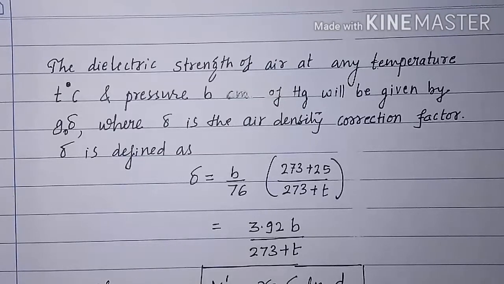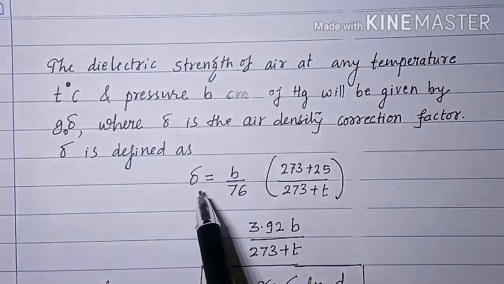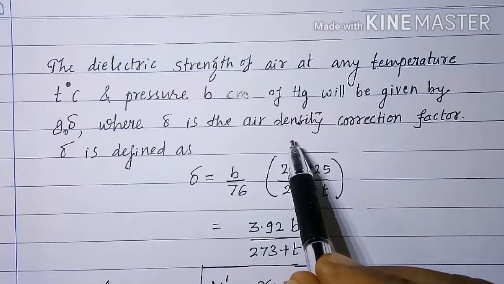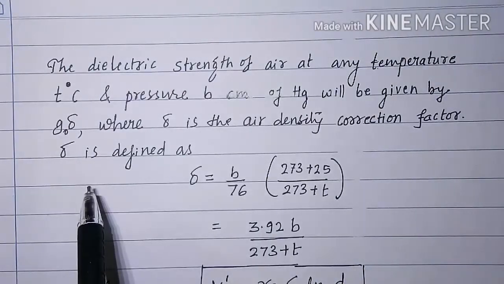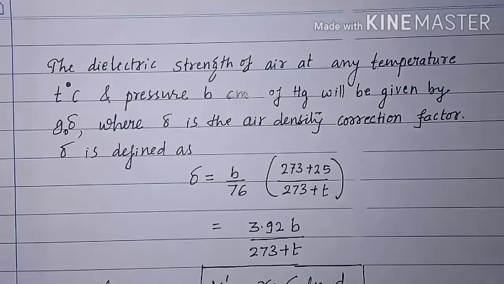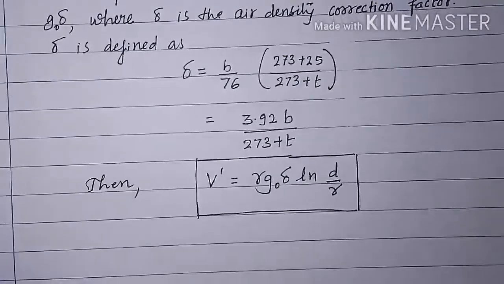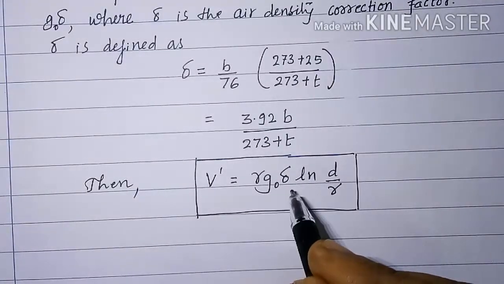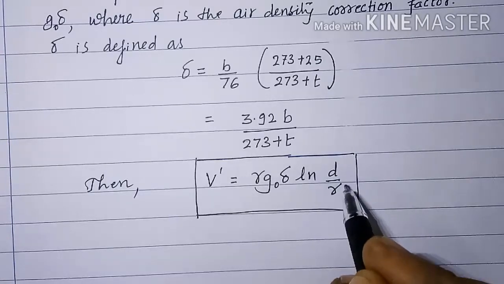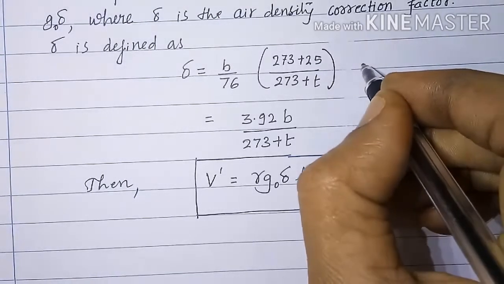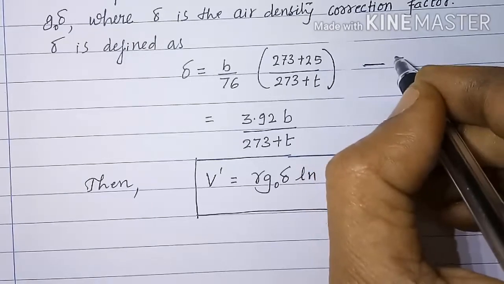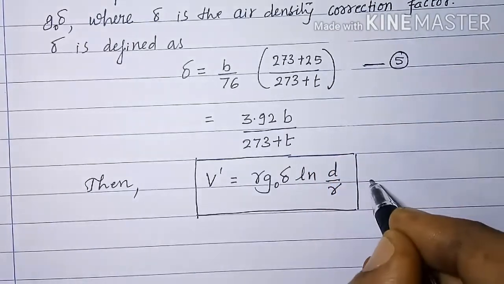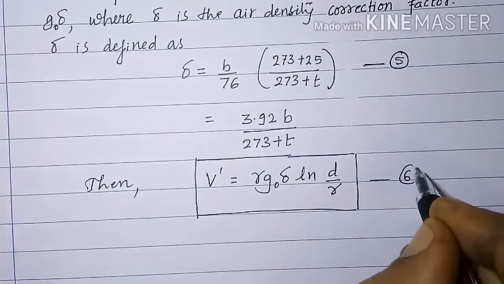Dear students, in last class we started the study of critical voltages, and in that we have written an expression for delta, that is the air density correction factor, and using that we have written V dash as equal to R G naught delta ln of D by R. Now let us call this equation as equation 6.